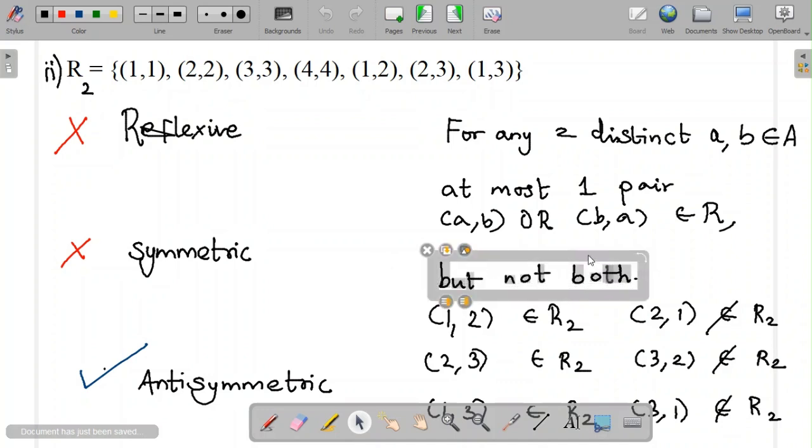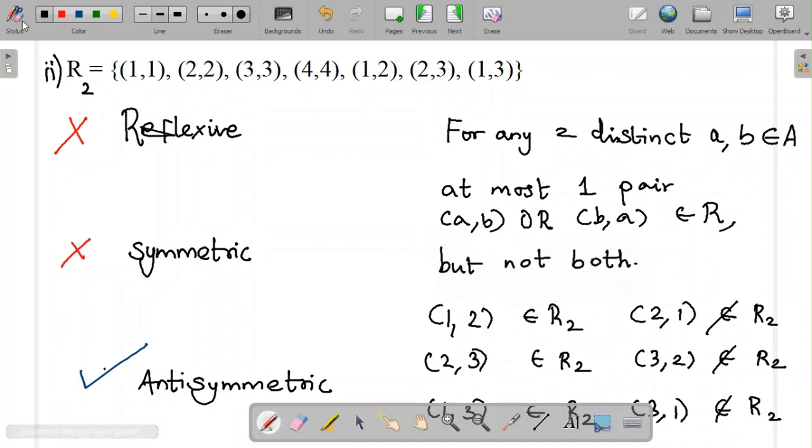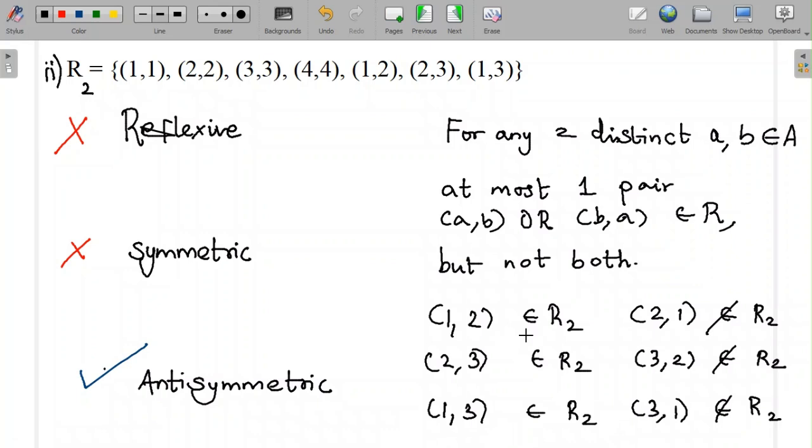So we look at this situation here. We have 1 2. We do not have 2 1. That's noted. We have 2 3. We do not have 3 2. That's again noted. We have 1 3. We do not have 3 1. That is also noted. For every distinct A and B, we see that we do not have both pairs present. Therefore, R2 in fact qualifies to be an antisymmetric relation.